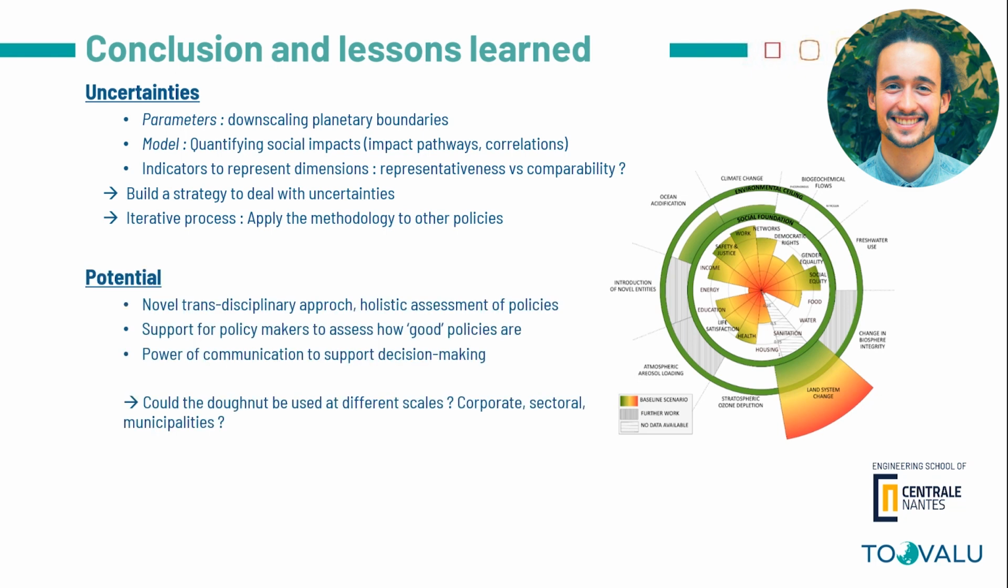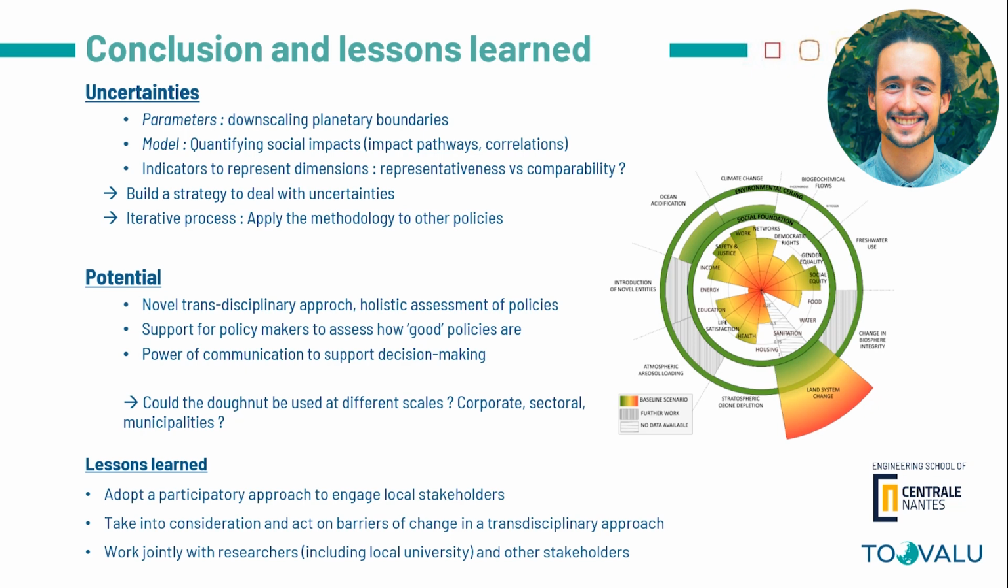But still it shows some potential because of the transdisciplinary approach and the holistic assessment, so social and environmental impact assessment on an absolute perspective. So to support policymakers to assess how good policies are, are they enough or not? So this is the absolute perspective. And it can serve as a good communication tool to support decision making at different scales. So it could be applied at national, sectoral, territory, or corporate scales, for example.